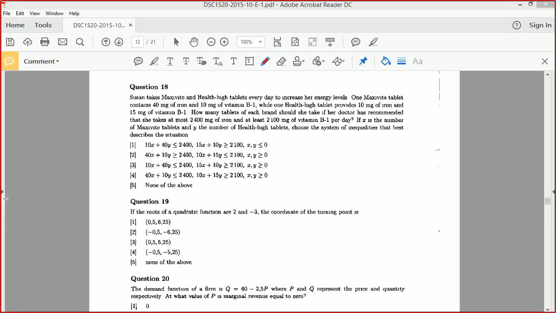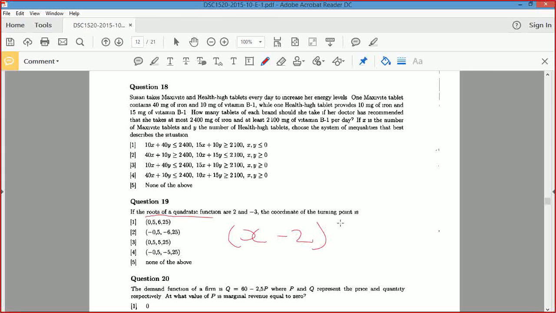Alright, 19 is a bit of a different question because they asked you about roots of the equation. So if they give you roots, that means those are your answers. Okay, so x minus 2 is the one bracket, and then because it's a minus 3, I'll have x plus 3, equals 0. Right, so all they want you to do is multiply out. So then I get x squared plus x minus 6.